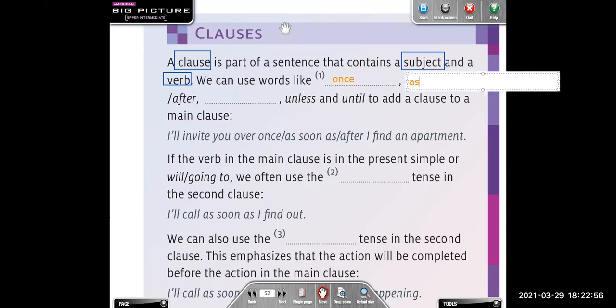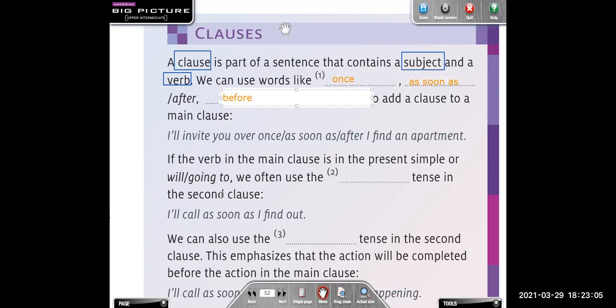Before. Very good. For example, I will invite you over once or as soon as or after I find an apartment. Ok, te voy a invitar cuando o tan pronto como o una vez haya encuentre un departamento. Then we have the next one.